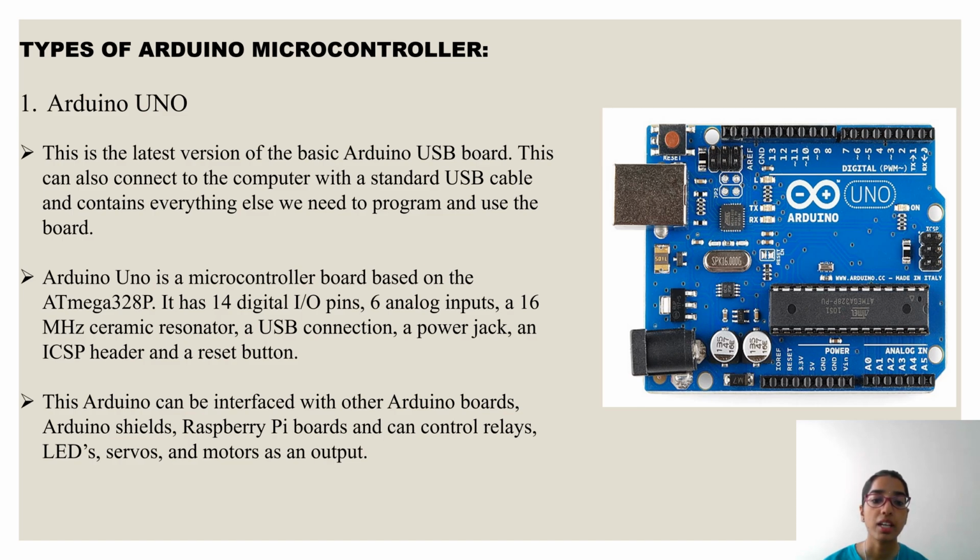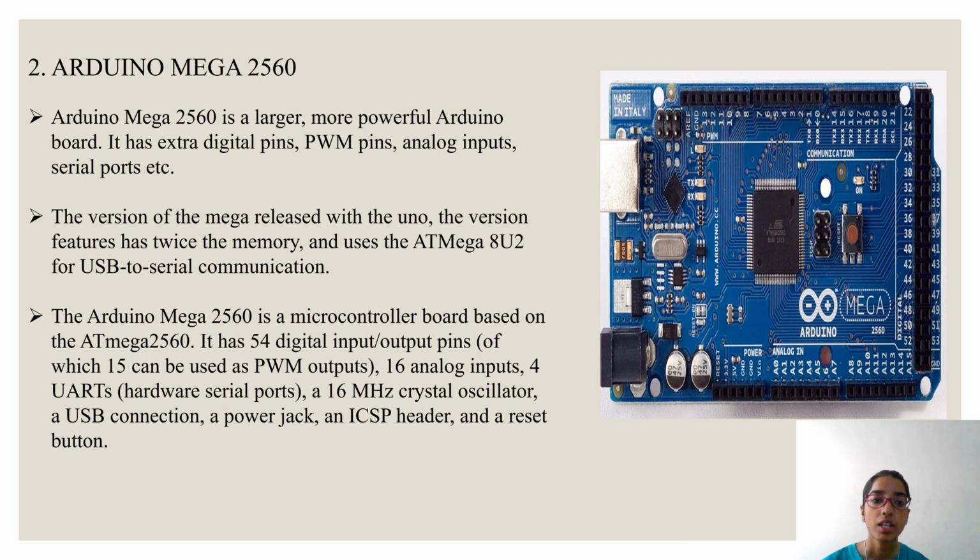This Arduino can be interfaced with other Arduino boards, Arduino shields, Raspberry Pi boards, and can control relays, LEDs, servos, and motors as an output. Second type is Arduino Mega 2560. Arduino Mega 2560 is a larger, more powerful Arduino board. It has extra digital pins, PWM pins, analog inputs, serial ports, etc. The version of the Mega released after the UNO features twice the memory and uses the ATmega8U2 for USB to serial connection.